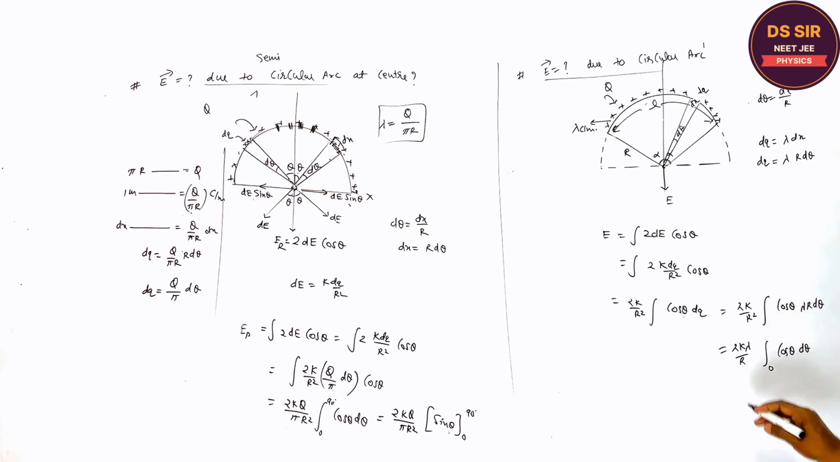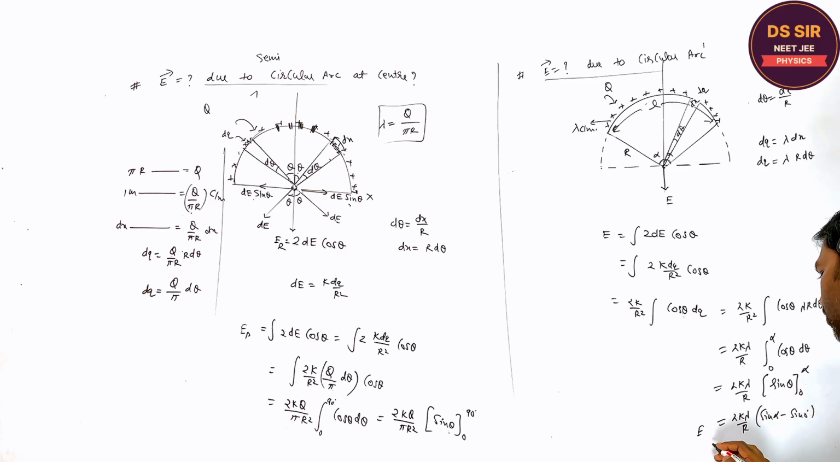Now the angle varies from 0 to alpha. The integration is r, this is sine theta from 0 to alpha. When you put 2k lambda upon r, sine alpha minus sine 0. So the electric field will be 2k lambda upon r into sine alpha. Is it clear or not? In terms of lambda, this is the thing, right? So this is the complete derivation, no problem at all, right? 2k lambda upon r into sine alpha is the electric field.